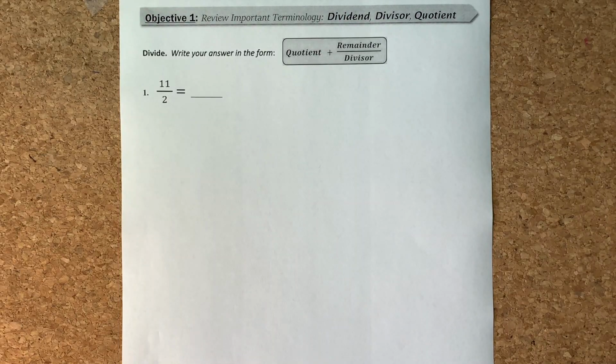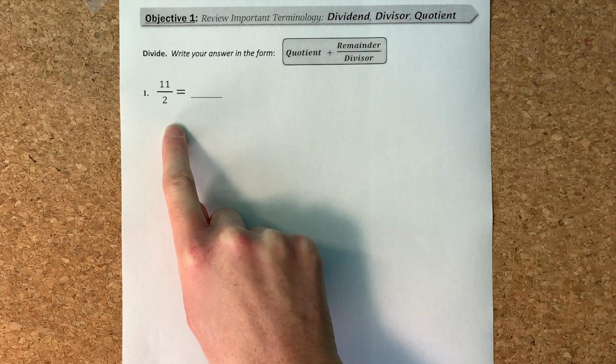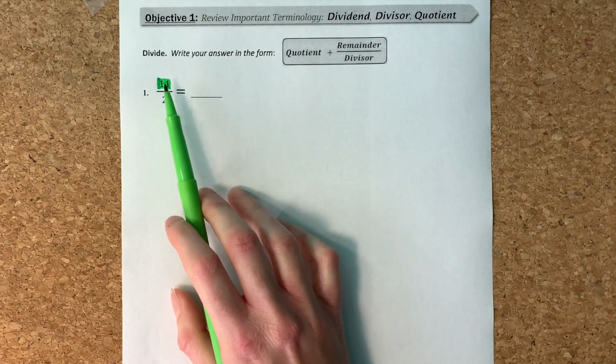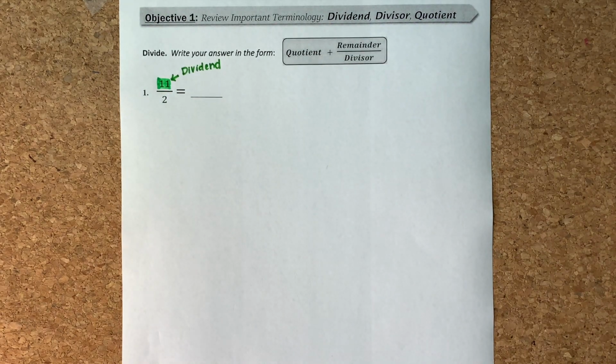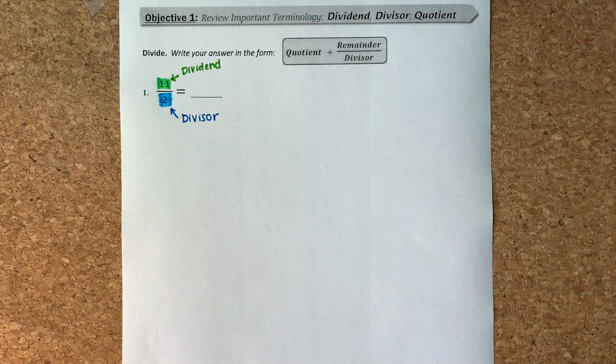In this lesson, we're going to learn synthetic division. Before we learn synthetic division, I want to look at a very basic division example just to review some important terminology. When we're taking 11 divided by 2, we call the 11 the dividend, and the number that you're dividing by, 2 in this case, is called the divisor.